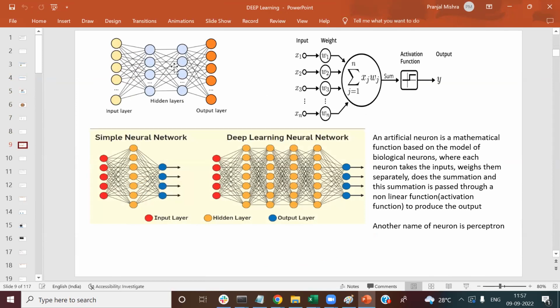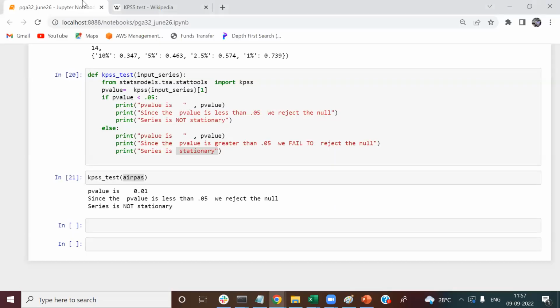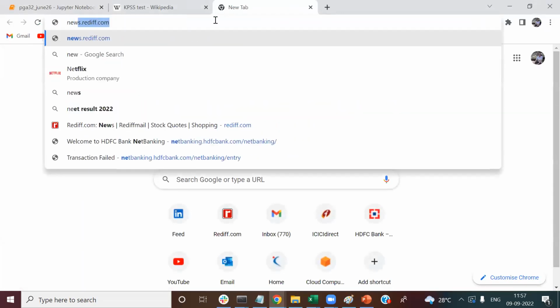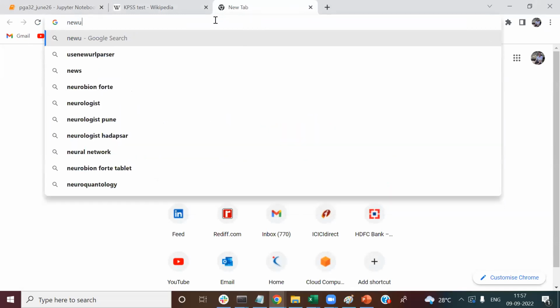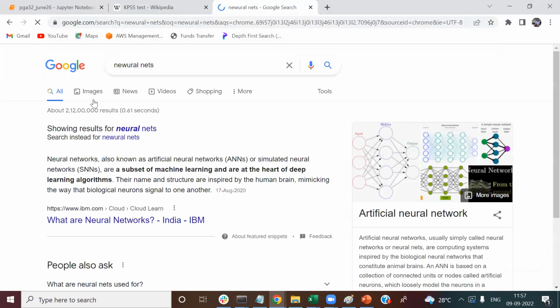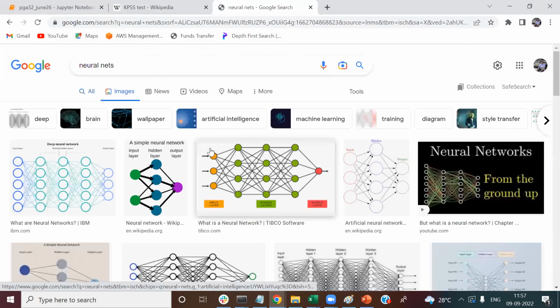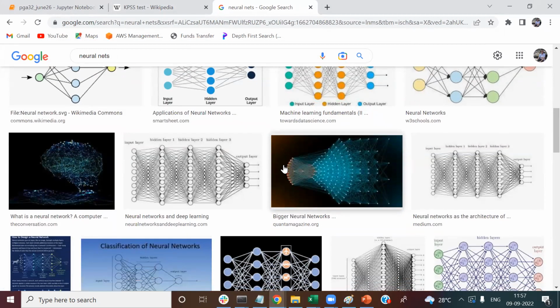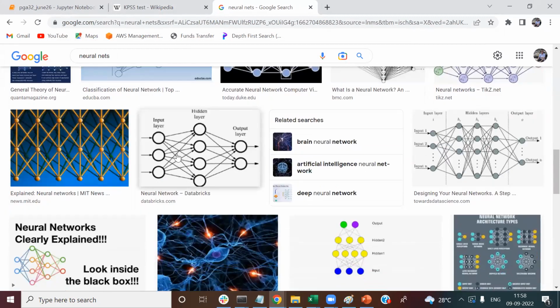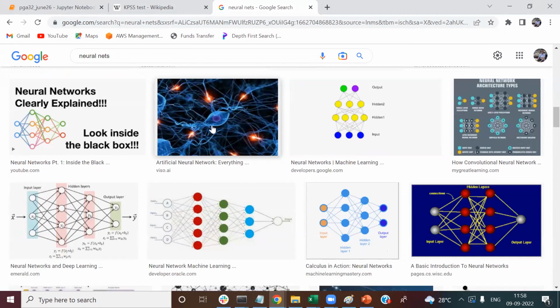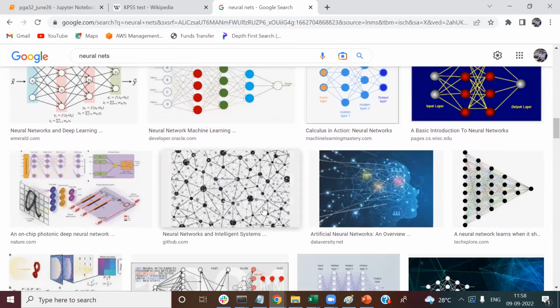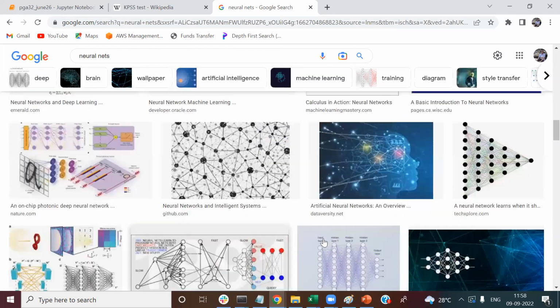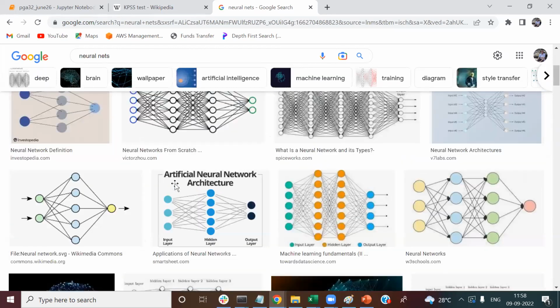People might have seen these types of diagrams somewhere. If you go and search for neural nets and look at the images, you will see all the fancy images, everyone has made them however they liked. This image is of your human brain, how your neurons are connected. The same concept is being used in your neural network. I have taken a few of these images and pasted them over there.